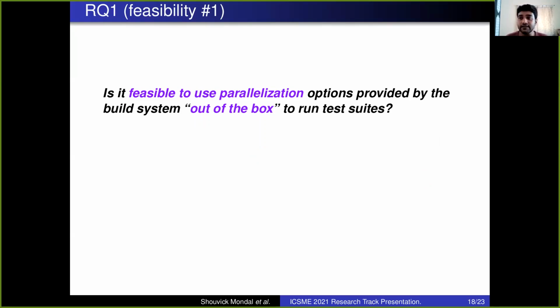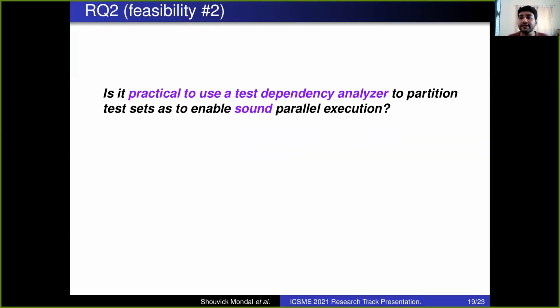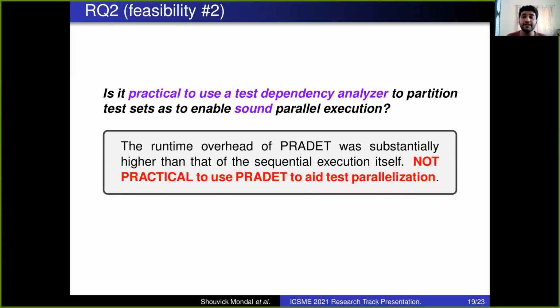Now, if the answer is yes, PASTE was not necessary. In 44% of the projects that we studied, no parallel configuration enabled a clean execution. So searching for the parallel configuration for a clean execution is infeasible in general. So PASTE is needed. The second question is: is it practical to use a test dependency analyzer to partition test sets so as to enable sound parallelization? We already saw that the answer is no, because Pradet, which we used as the state of the art, had a cost substantially higher than the cost of the sequential execution itself.